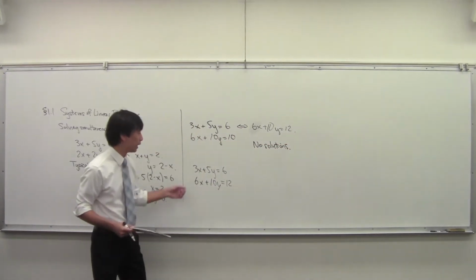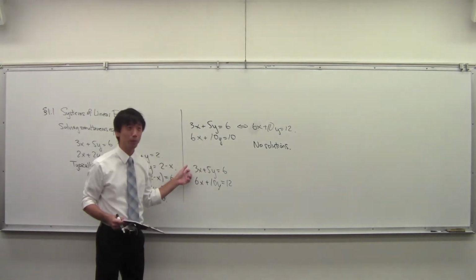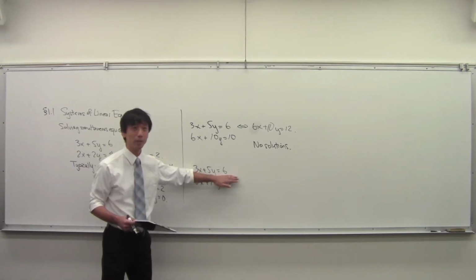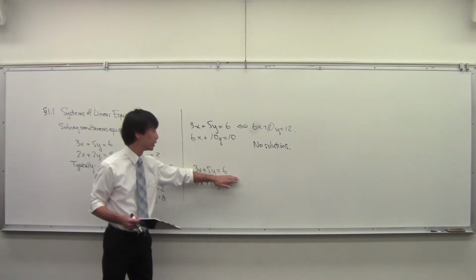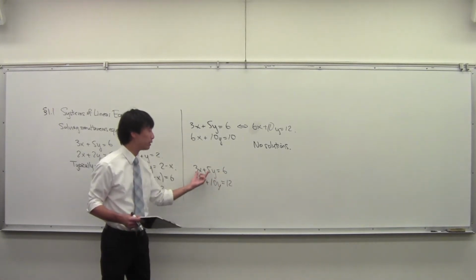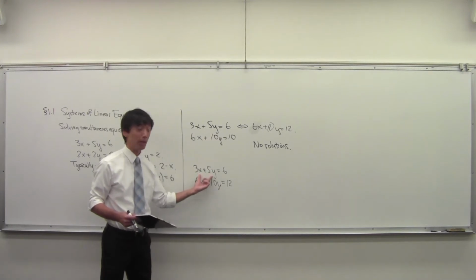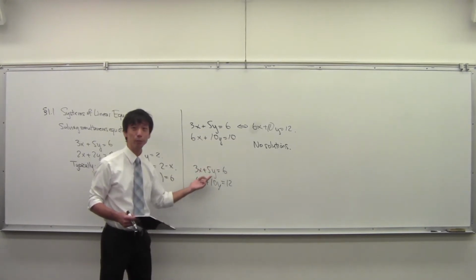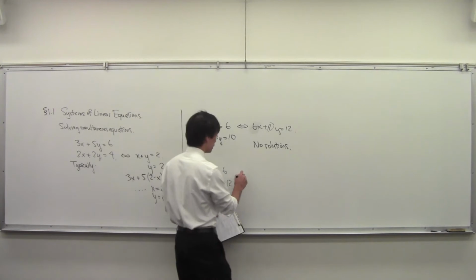Or if you had something like this, what would happen? What would your solutions be, Lizzie? They're the same line, so it's all solutions. That's right. So they're the same line. In some sense, the second equation is redundant, and so all you need is any x and y that satisfy 3x plus 5y equals 6. In other words, any x and y that lie on this line will do, and so you have infinitely many solutions.